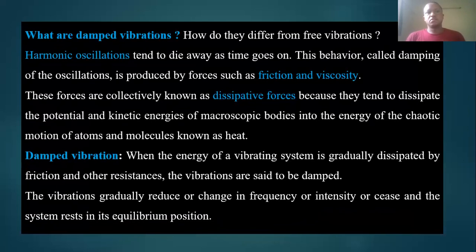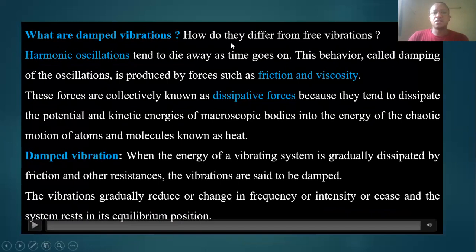So what are damped vibrations? As we see from here, how do they differ from free vibration? These are some questions to begin the lecture.